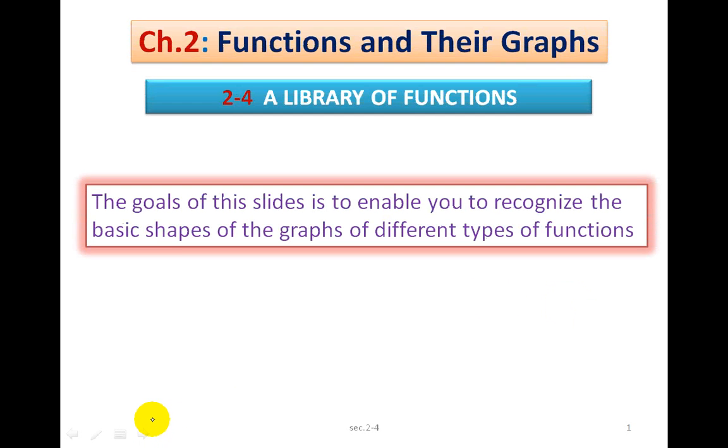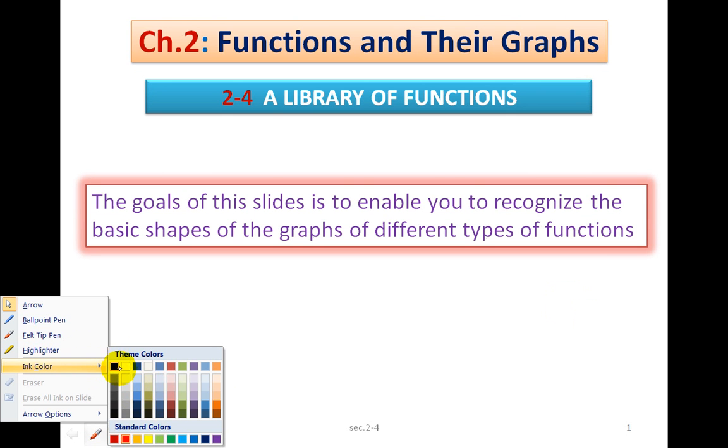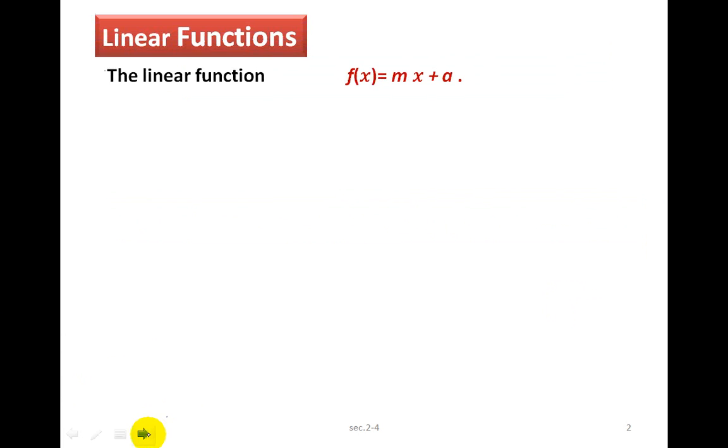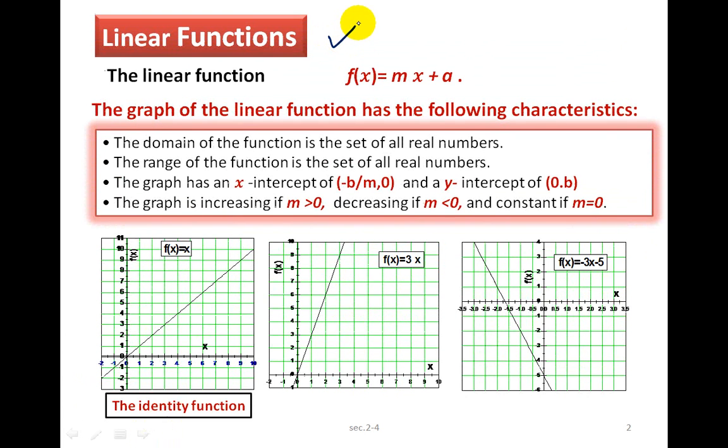Hello, today we'll be talking about 2.4, which is the library of functions. So in this video we will see different types of functions and their graphs. The first type of function that we'll see is the linear.